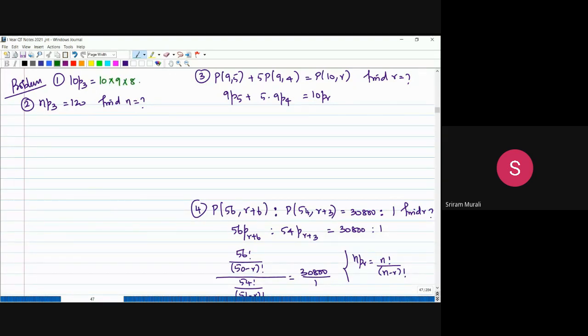Next one, nP3 is 120. What is n? This is the question. nP3 is 120. What is n? First, you elaborate what is nP3.